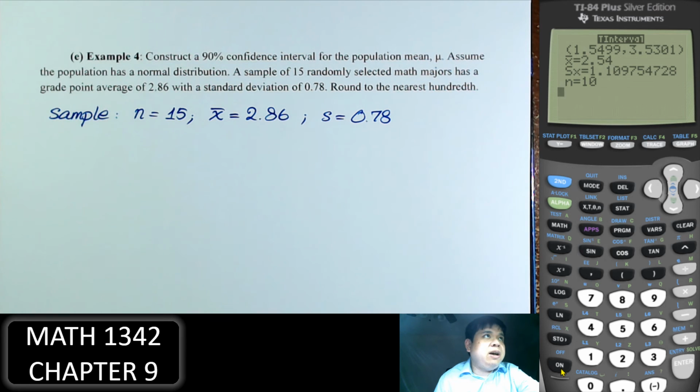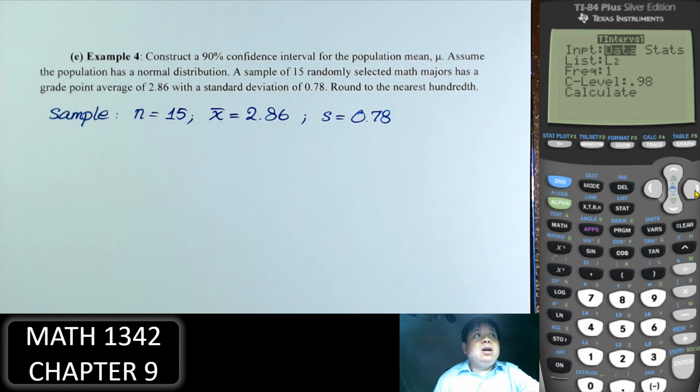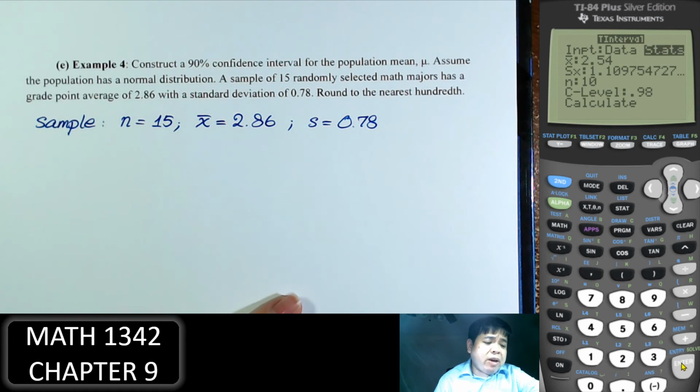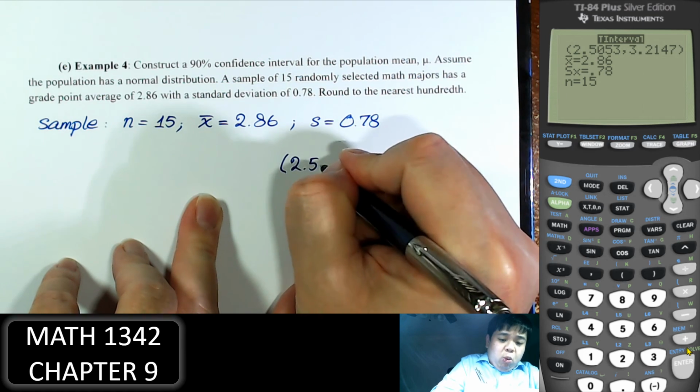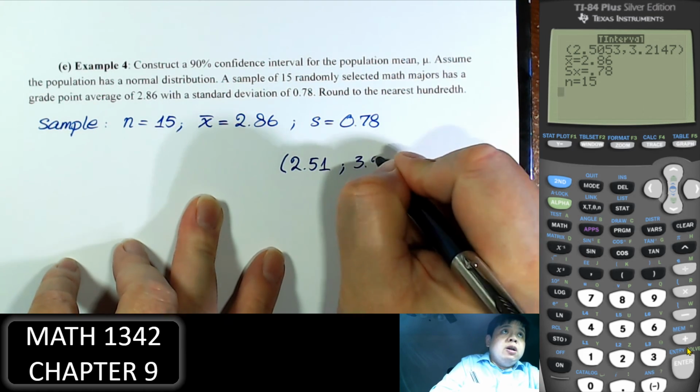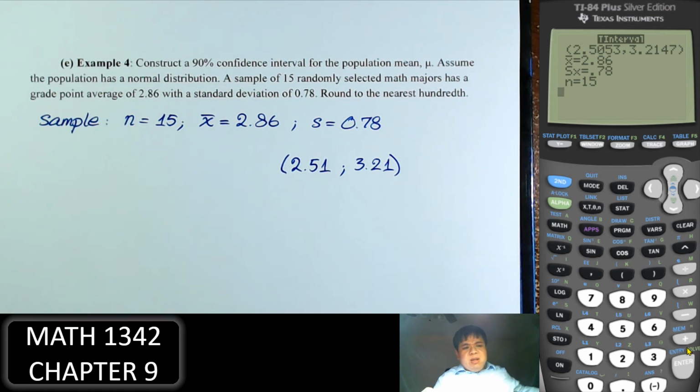Right, I'm just going to use a calculator here. Second, the STAT, TESTS, option number 8. Now we use the statistic. We are not given the data, we have the statistic. Calculate the mean 2.86, standard deviation 0.78. There are 15 of them, and the interval of 90%. Now calculate. We have from 2.51 to 3.21. So that is the confidence interval. Right, that's simple enough, right?